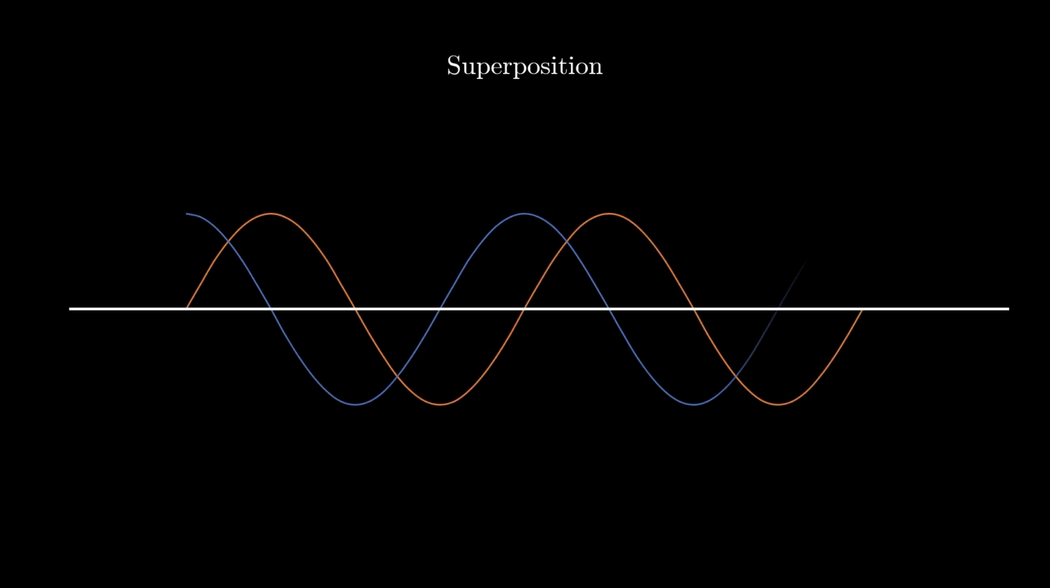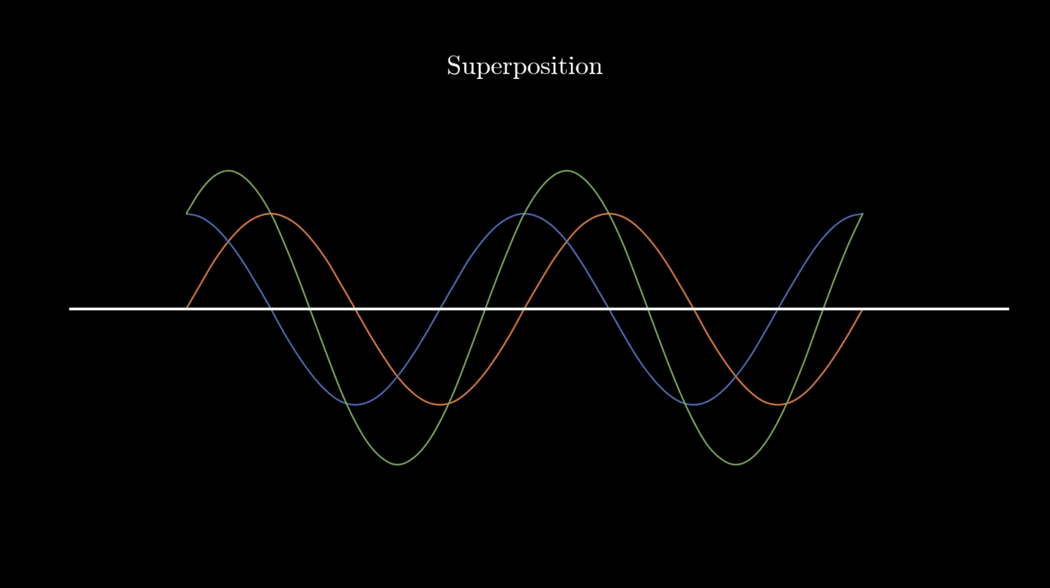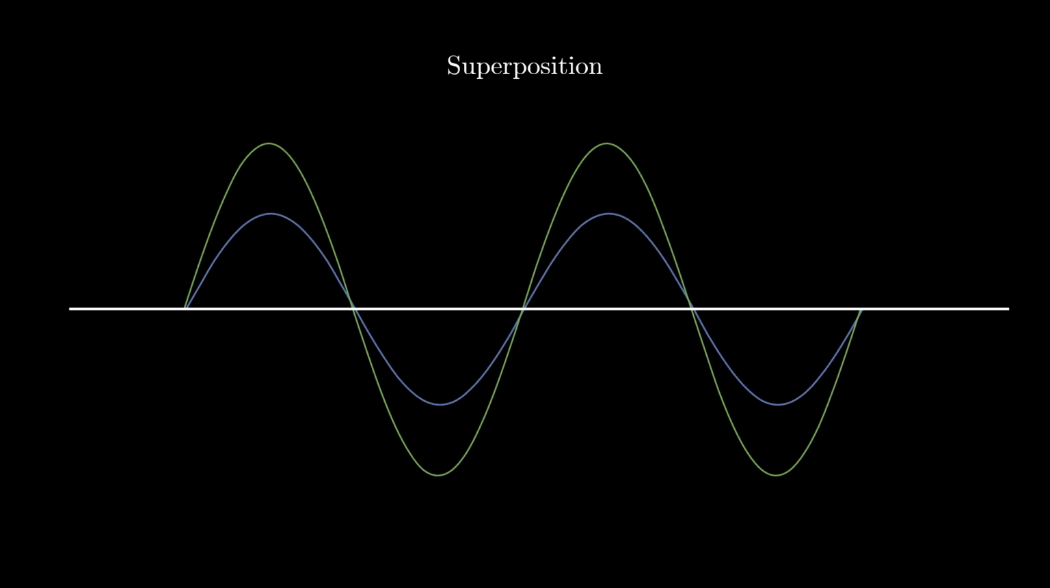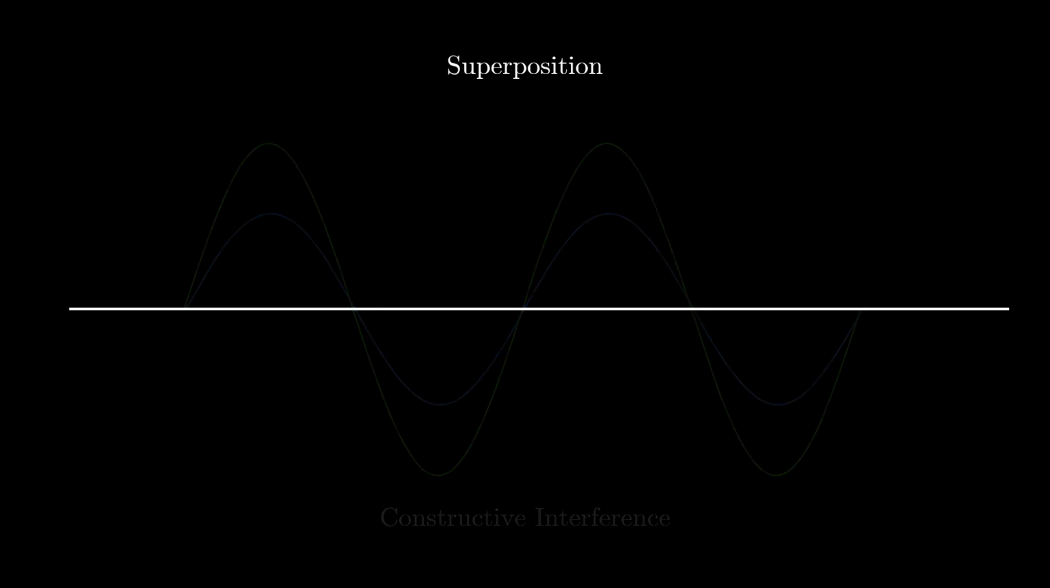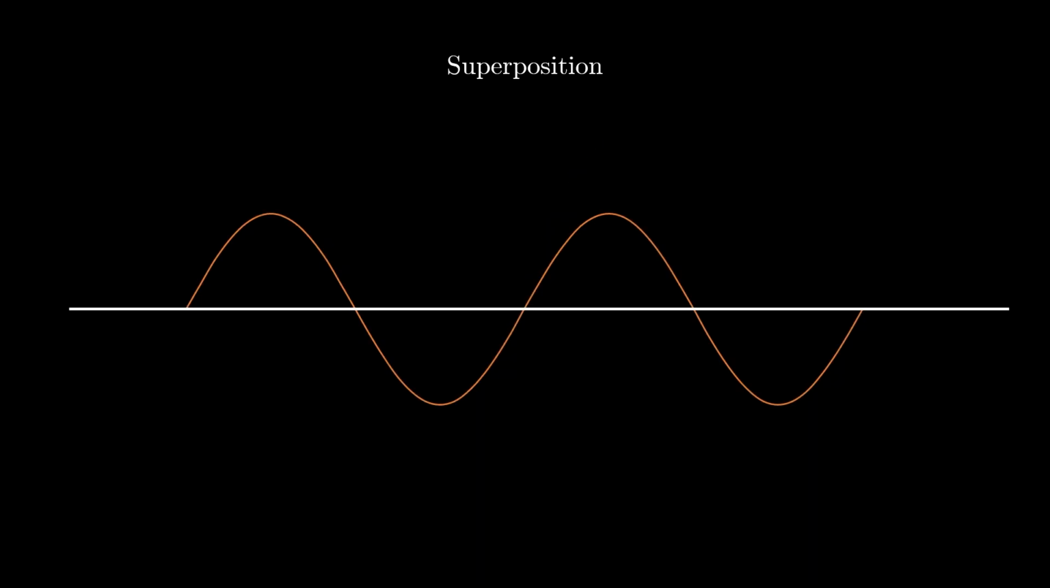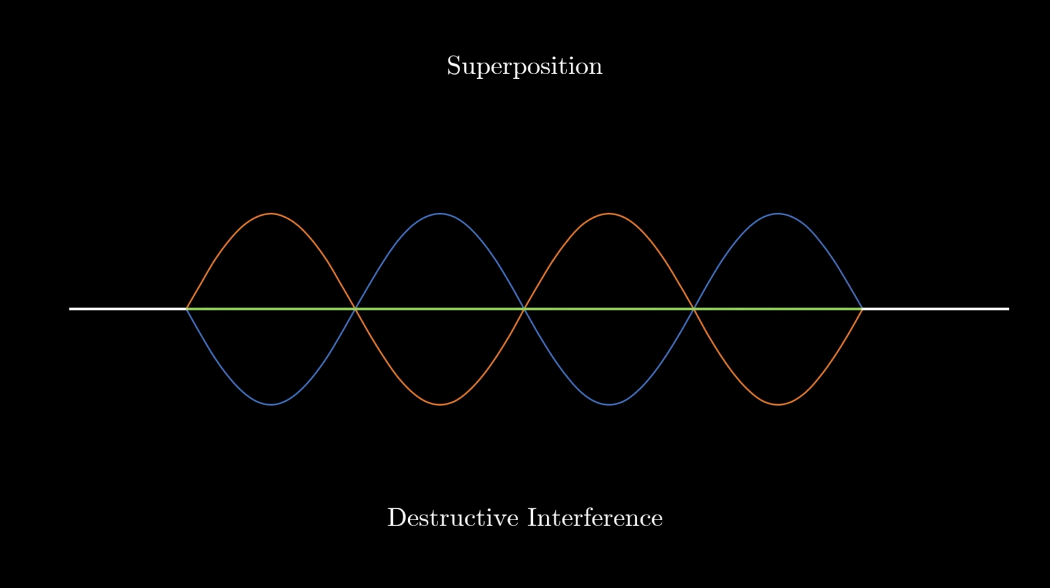When two waves travel in the same direction, their amplitudes add. This is known as the principle of superposition. If the waves are aligned, the result is a larger wave. This is called constructive interference. If the waves are opposites, their amplitudes cancel, resulting in no wave. This is known as destructive interference.